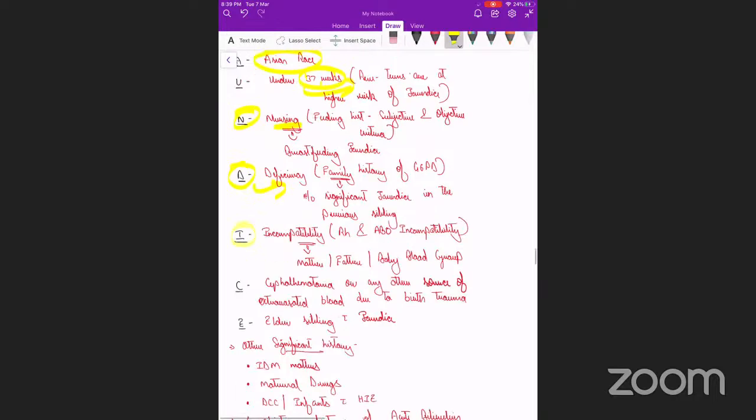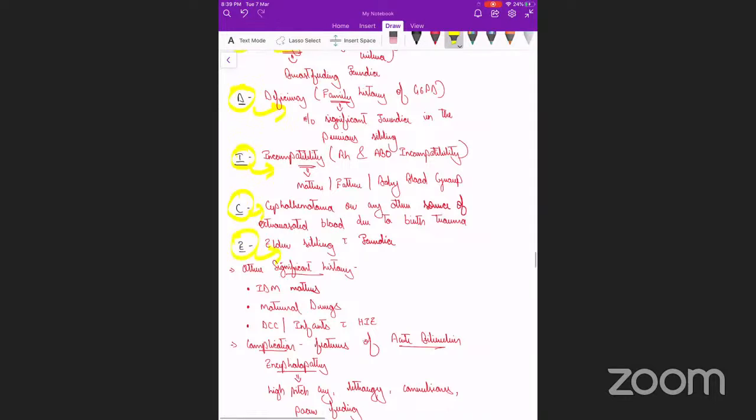I is for incompatibility. Here you will ask for the mother's blood group and baby's blood group. So if there is RH incompatibility, or to see whether there is ABO incompatibility, we go ahead and ask for the blood group of the mother, father and the baby. Okay, C for cephalhematoma, if it is present, then it might take a few weeks to resolve, so 3 to 4 weeks the jaundice might be present. Okay, E is for elder sibling, whether the previous sibling also had neonatal jaundice. If so, the present baby is at a higher risk.